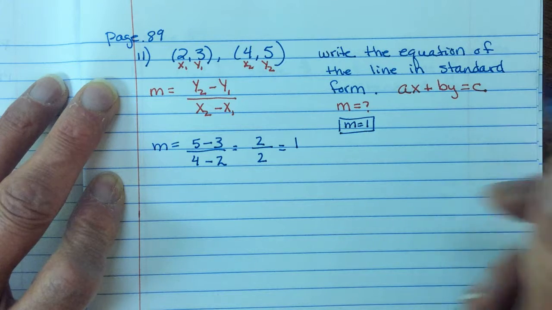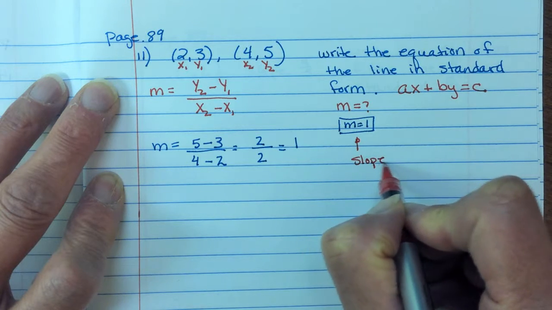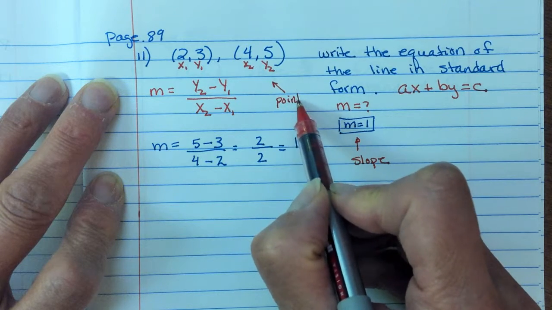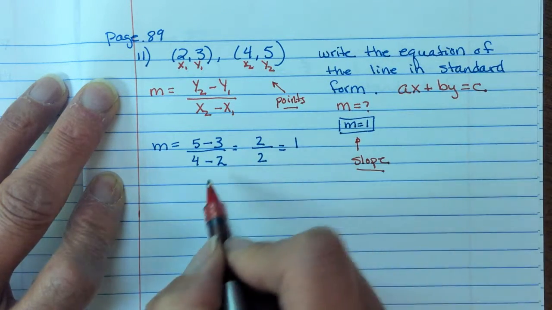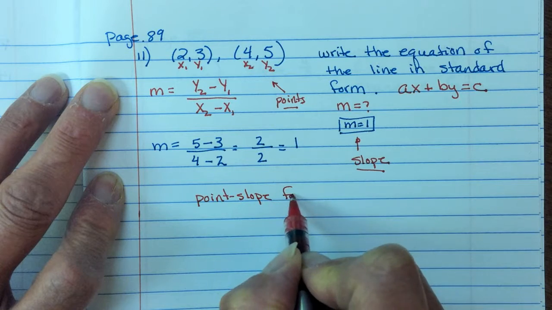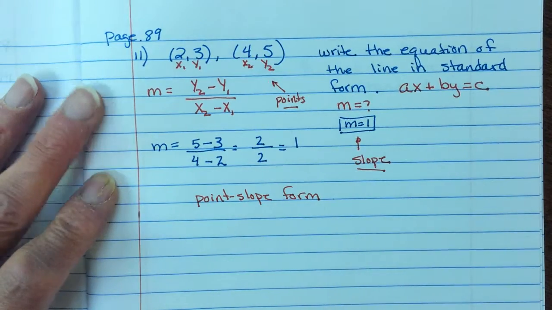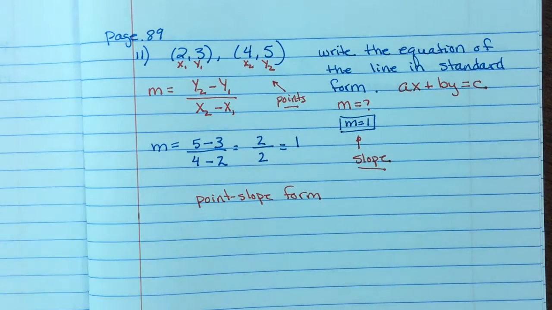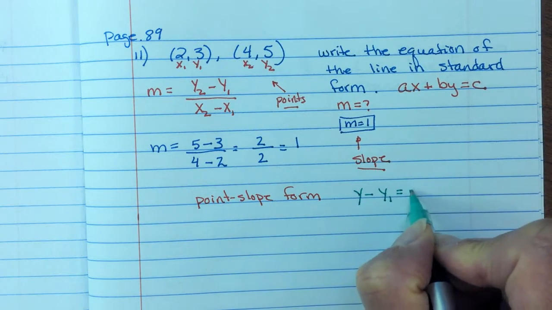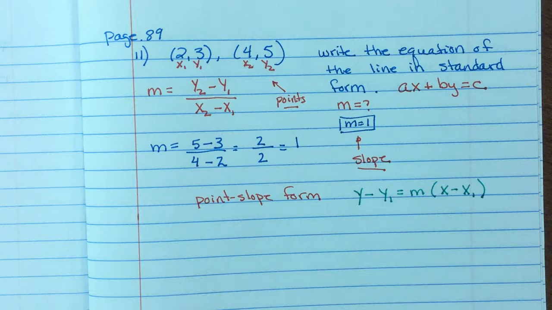So let me think, what do I have? I'm given a slope, or I figured out the slope, and I also have points. Oh, well, maybe I should use point slope form. That's not the form I want. It's an intermediary form, something in the middle. So let's remember, what does point slope form look like? That's going to be y minus y1 is equal to m times x minus x1. So I'm going to use that form.